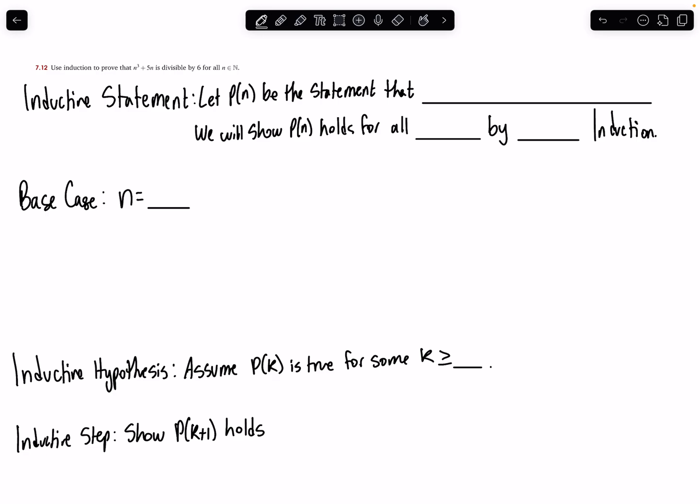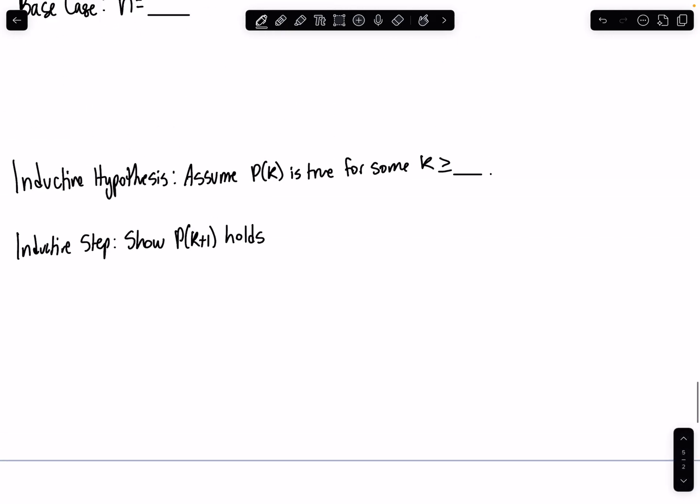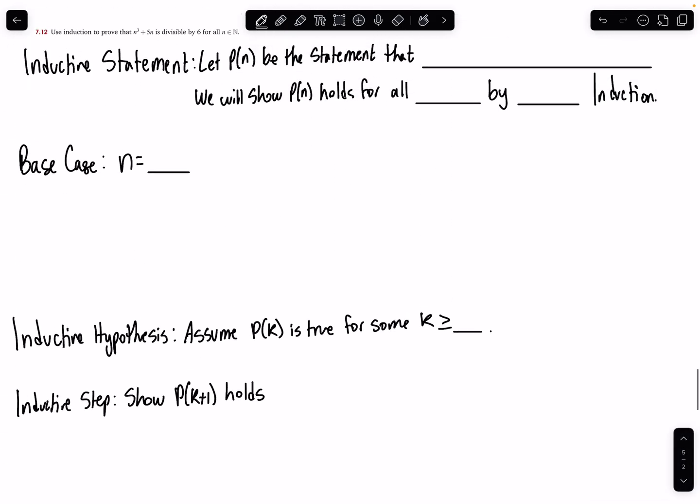So here I have a skeleton for what all induction proofs should look like. This one is specifically for weak induction, but the inductive statement should be the same for both, and the inductive step should be the same for both, as well as the base case. But usually with strong induction, there's more base cases than one. In this case, there's just the one.